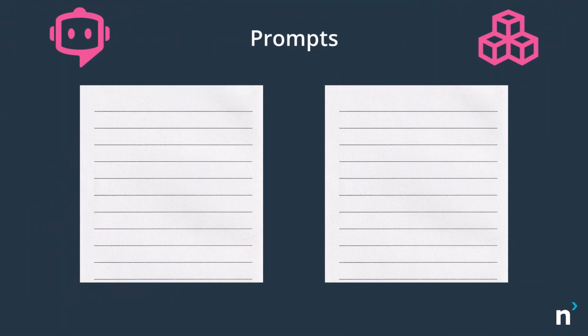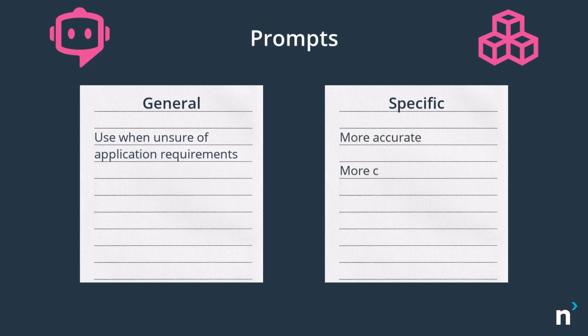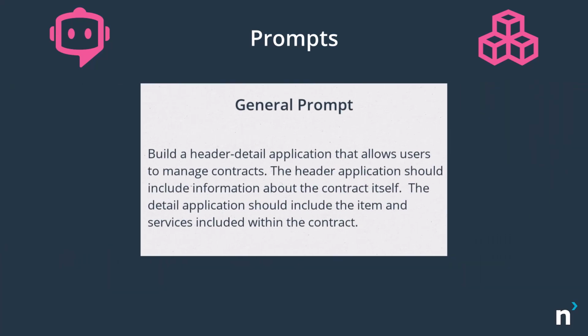Before we dive into the next steps, let's talk about prompts. Prompts can range from general requests, useful when you're unsure of your application's detailed requirements, to highly specific instructions. A specific prompt leads to a more accurate and customized application. General prompts like the one on your screen give ED room to be creative when generating your application. This is useful when you are not exactly sure what you need. However, general prompts often require more editing to tailor the application to your specific use case.